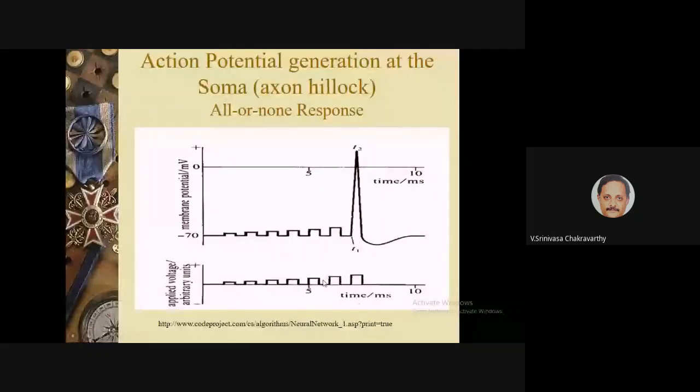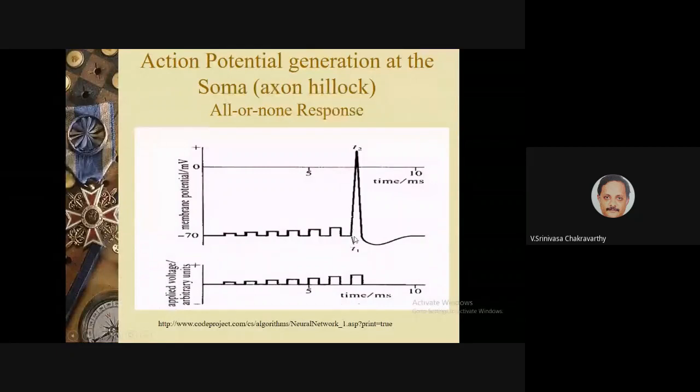As you keep on increasing your input current amplitude, you will reach some kind of threshold point where the response of the voltage will not be just a simple return to the baseline. It will suddenly increase to an abnormally high value. Normally the voltage is negative, but once the input stimulation crosses a certain threshold, the voltage increases in a disproportionate fashion, goes beyond zero to some positive value, before it quickly drops back to the negative values, goes even below minus 70 to like minus 80, minus 90 and so on, and comes back. So normally the cell is in negative polarity.